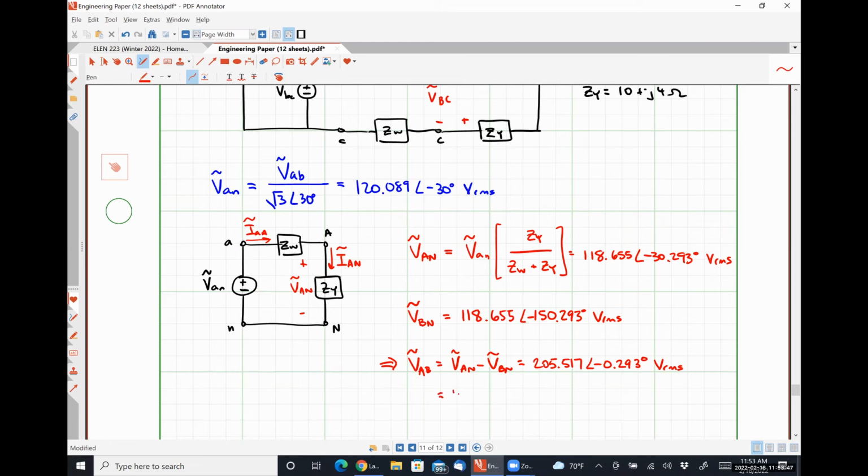Just to make me feel better, verify that capital VAN, which we solved for previously, multiplied by √3 angle 30 degrees gives us that exact same result.